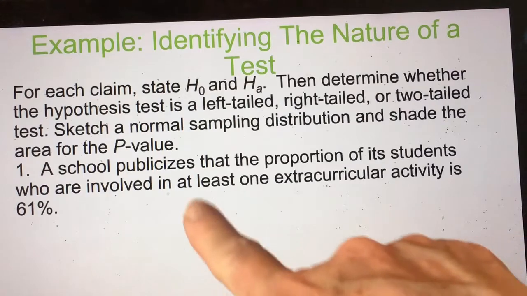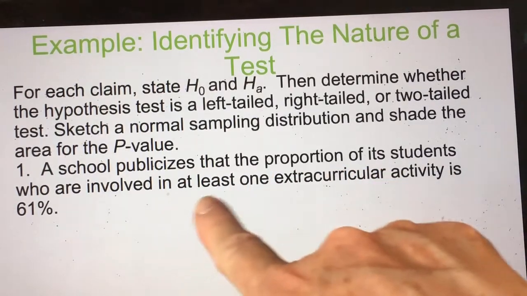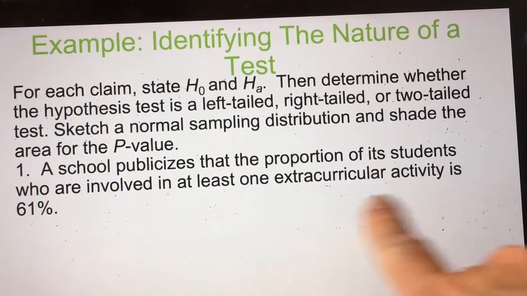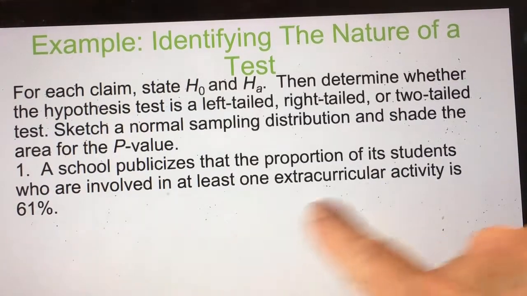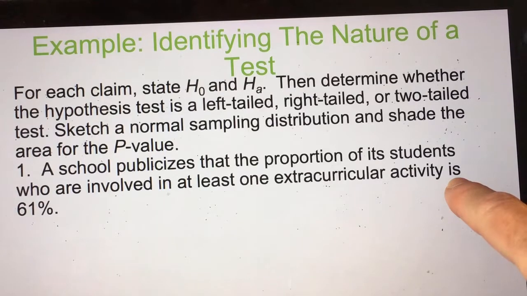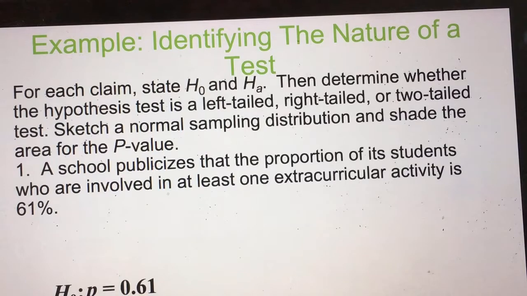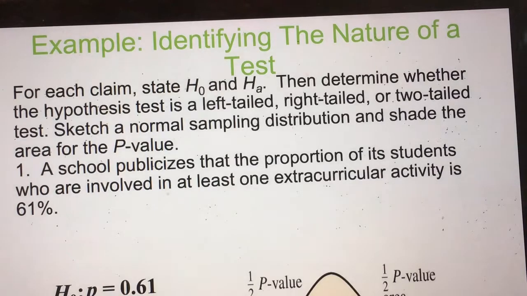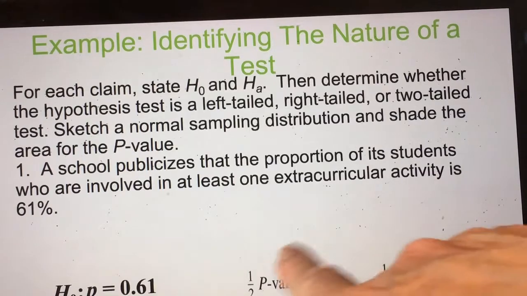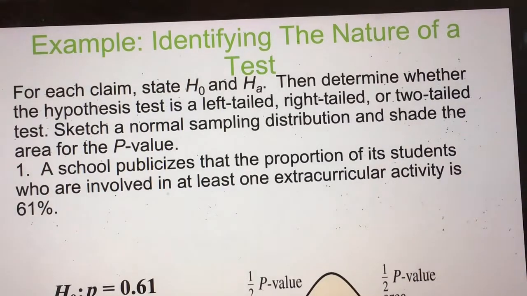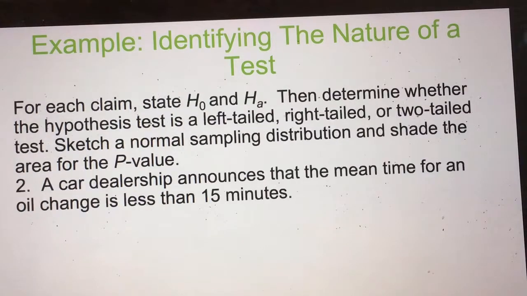So here we have a school publicizes that the proportion of its students who are involved in at least one extracurricular activity is 61%. So our H sub O was equal to, that means our H sub A is not equal to, and this is going to be a two-tailed test. Okay, so two-tailed, and there they are. So the p-value is the part that corresponds to the alpha value, so 1/2 of it will be in this tail, 1/2 of it will be in this tail, and we have to double that p-value to compare it to the alpha, which we'll talk about later.